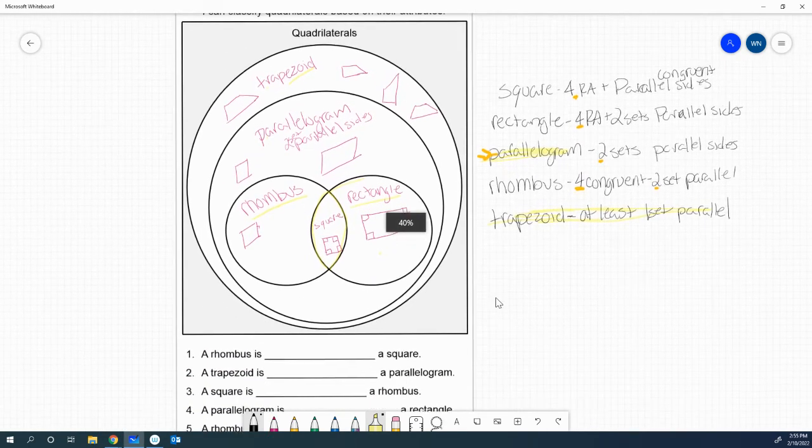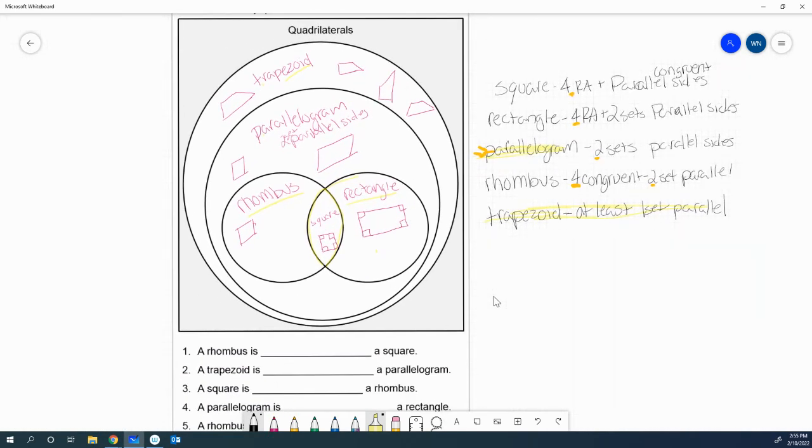Let's zoom out just a little bit and take a look at some of these questions. Now, these questions we're going to answer with always, sometimes, or never. So let's take a look at this first one. A rhombus is blank a square. Always, sometimes, or never. What do you think? I hope you said sometimes. A rhombus is sometimes a square because you can have a rhombus that has 4 right angles, then it could be a square. It's also because it overlaps here in our Venn diagram.